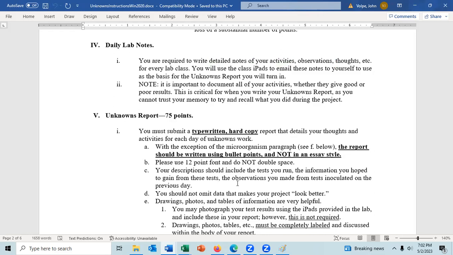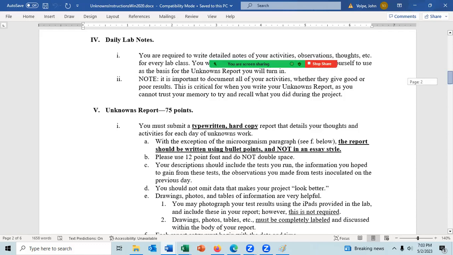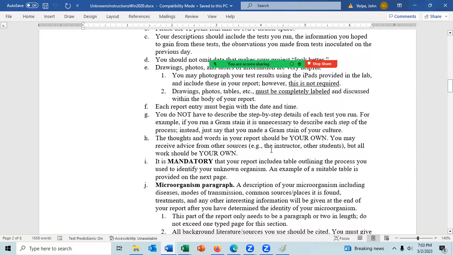So discuss what tests you run, the information you hope to gain from the test, the observations you made from those tests, and then the conclusions you made from the test. Do not omit data to make your project look better. Adding drawings, photos, and tables are helpful but not required. I will send pictures for the results of your unknown notes page, you can add those pictures for your project, your report.